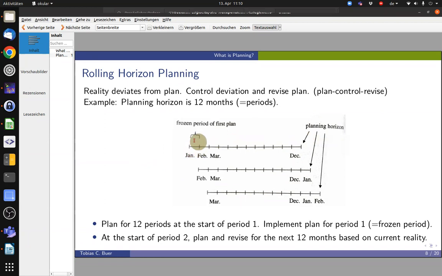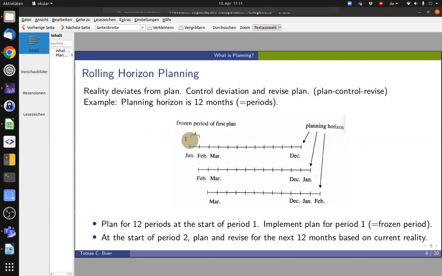We only start implementing the first period, the activities that we planned for January, and at the end of January we look at what has actually happened in January. Are we as quick as we expected? Are we quicker than expected? Has the market changed? And we come up with a new 12 months plan from February to January to update our plan. And this is called rolling horizon planning.